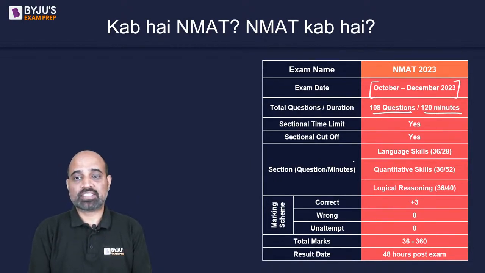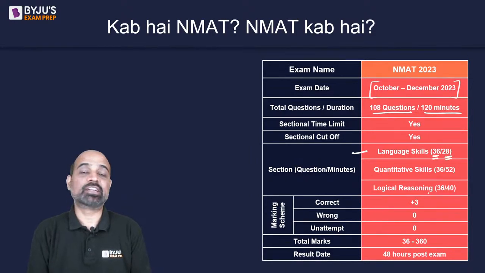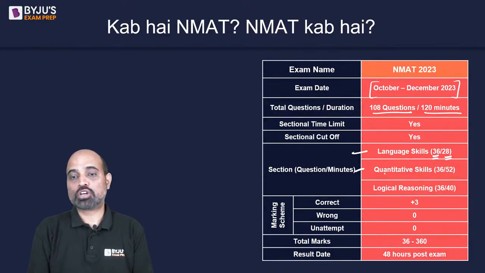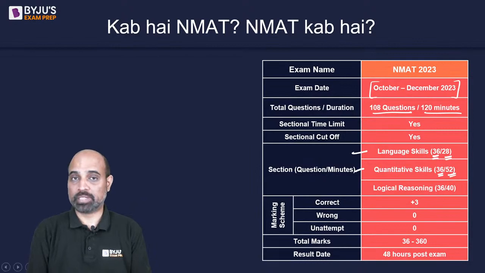So there are 3 sections. You have got verbal, which is known as language skills or LS in NMAT. There are 36 questions and you are given only 28 minutes. So you have to solve every question in less than a minute on an average. Then you have got quantitative skills, which is mathematics. There are going to be 36 questions again, but the time allotted is 52 minutes. So you have around 1.5 minutes per question.